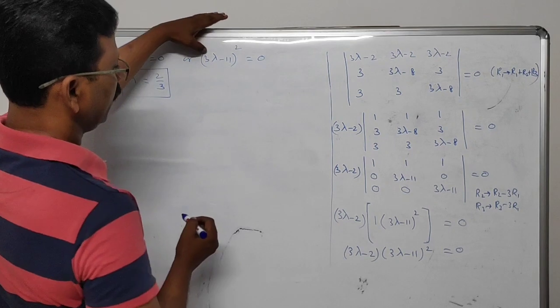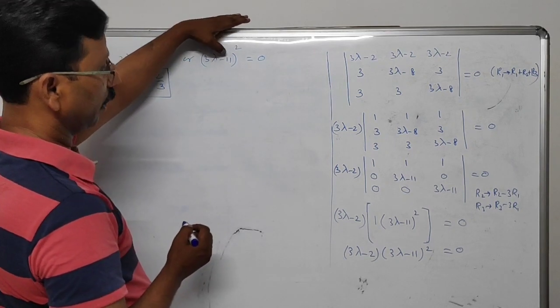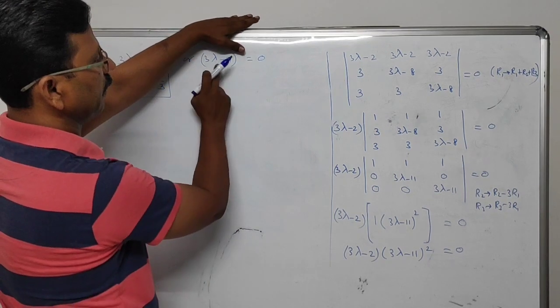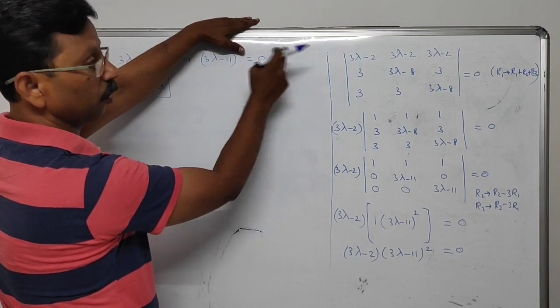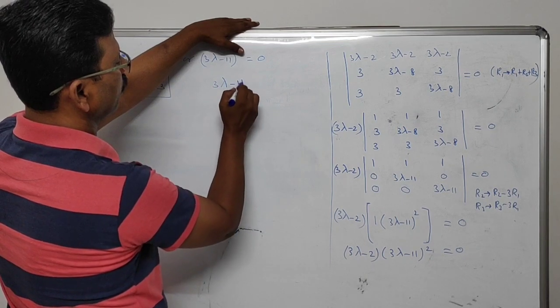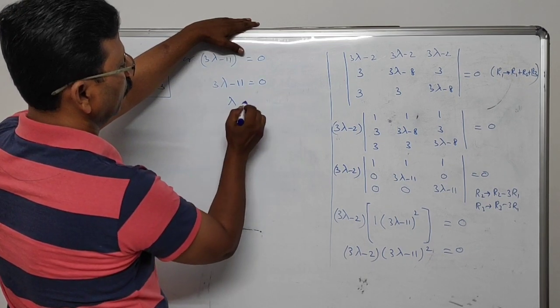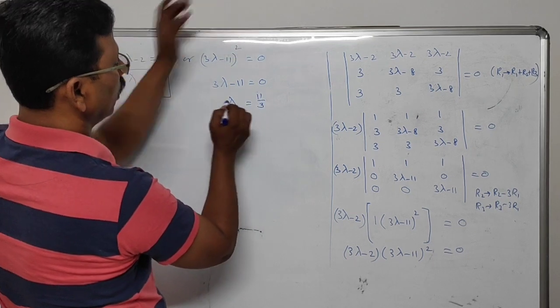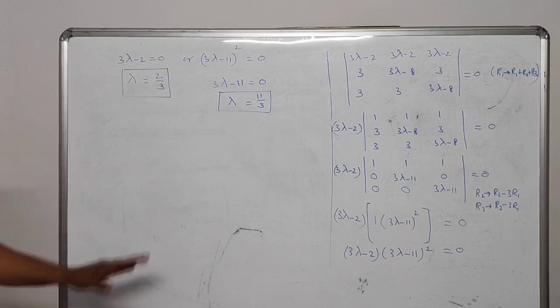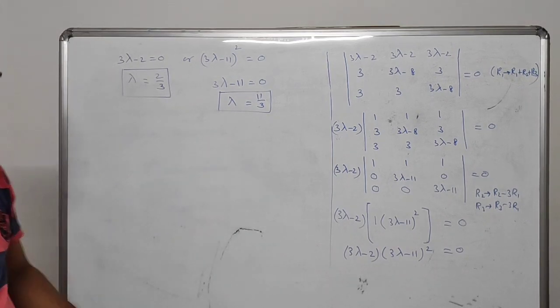Or else, see here, (3λ - 11)² equal to 0 means if you take the square root you get 3λ - 11 equal to 0. From this, 3λ - 11 equal to 0 means λ equal to 11 by 3. Now these are the two values of λ. Okay, now let us see the next problem.